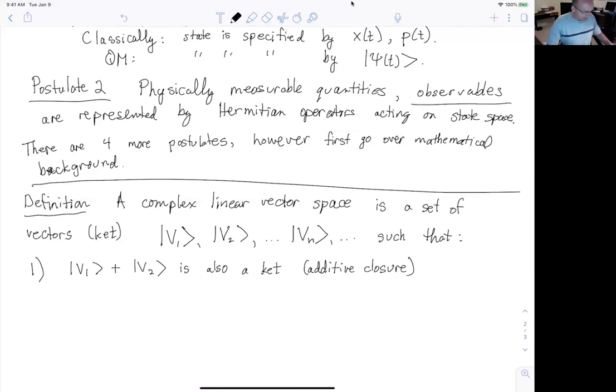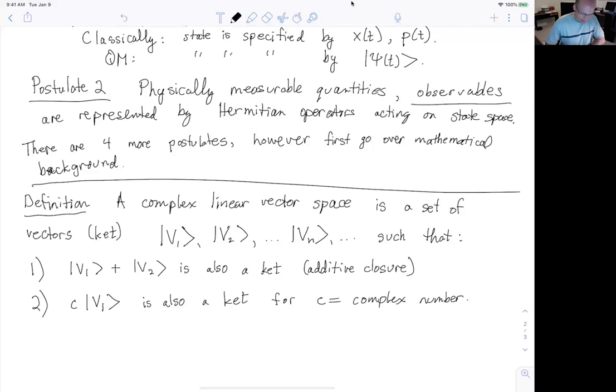There is also multiplicative closure, which works in a subtly different way. But basically, if I take any complex number and multiply by a ket, that is also a ket, for C equals any complex number. If C is not zero, though, then we just decree that C times the ket is physically the same as the original ket. There's no way to tell them apart. There's no physical distinction.